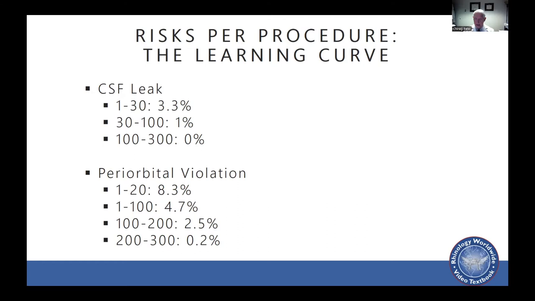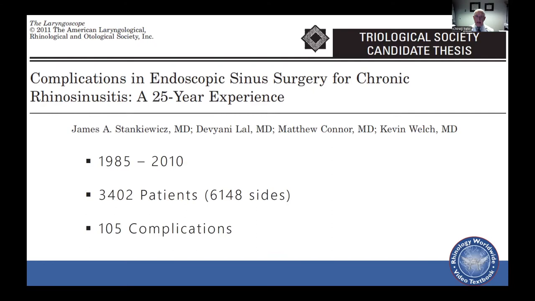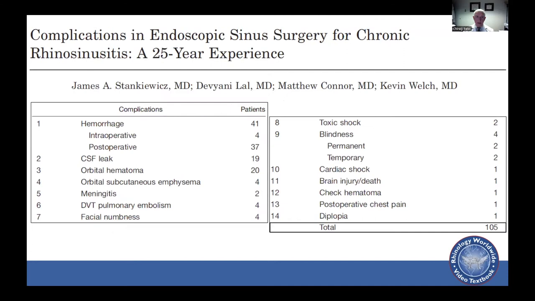However, having said this, complications can happen at any time through the lifetime of your sinus surgery experience. This is my paper after 25 years that I published on 105 complications, showing that the most common complications were hemorrhage, CSF leak, and orbital hematoma. However, as you look through, there are some other rare things that can happen with this surgery and can become problematic.